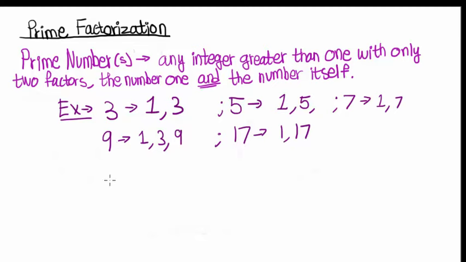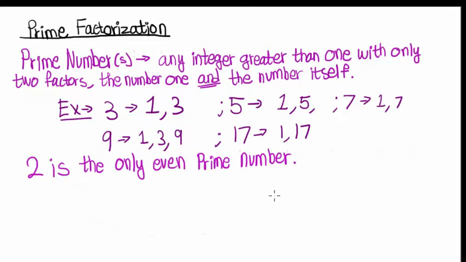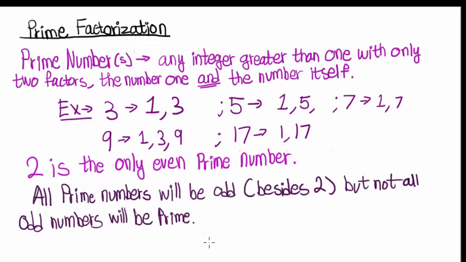Now you might be wondering, well, can any even number be a prime number? Well, yes. The only even prime number out there is the number 2, because 2 has factors of 1 and itself. Besides the number 2, all other prime numbers will be odd. Basically, those prime numbers will not end in the digits 0, 2, 4, 6, or 8. On the other hand, not all odd numbers are prime numbers. So let me just quickly list the first 10 prime numbers so that you get a better understanding of what prime numbers are.